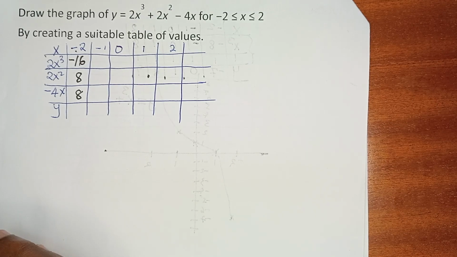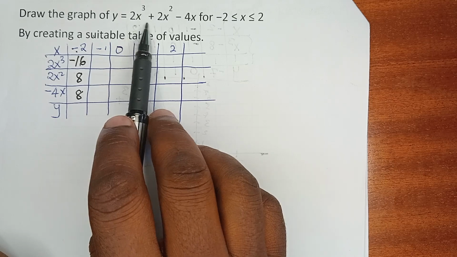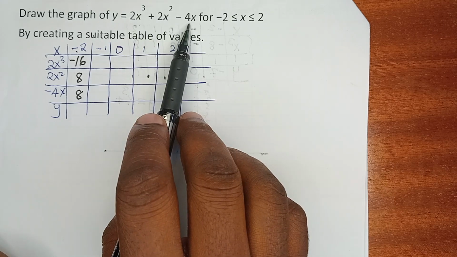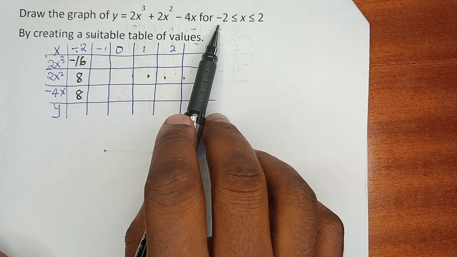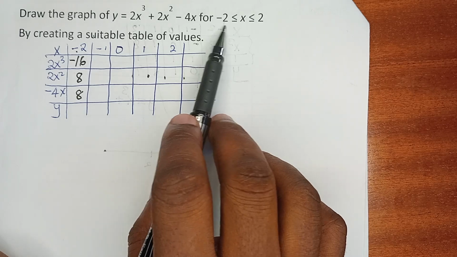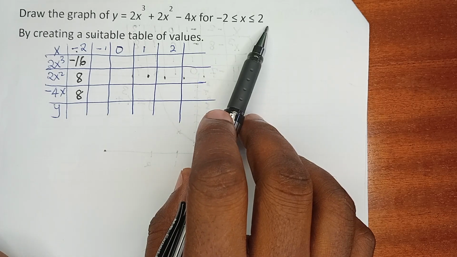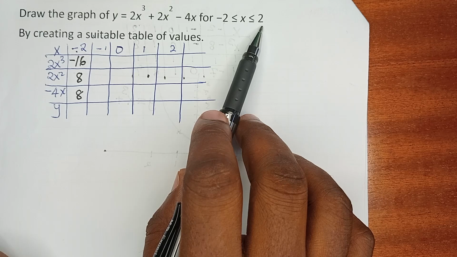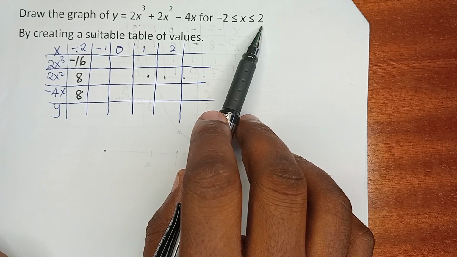Welcome once again to my YouTube channel, and in this video I want us to again plot the graph of y is equals to 2x cubed plus 2x squared minus 4x, starting from when x is -2 all the way to when x is +2, by creating a suitable table of values.